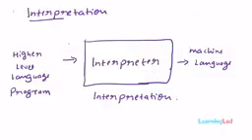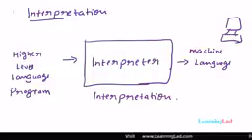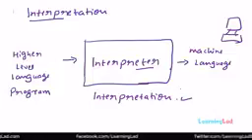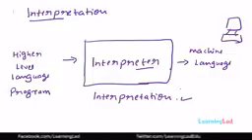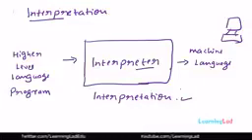Now let's take a look at the interpretation method. Here also we convert the program written in the higher level language to the machine level language and then execute it. For that purpose, we use a program called the interpreter, and this process is called interpretation. So the process of converting the high level language program to machine language by using the program interpreter is called the interpretation method.